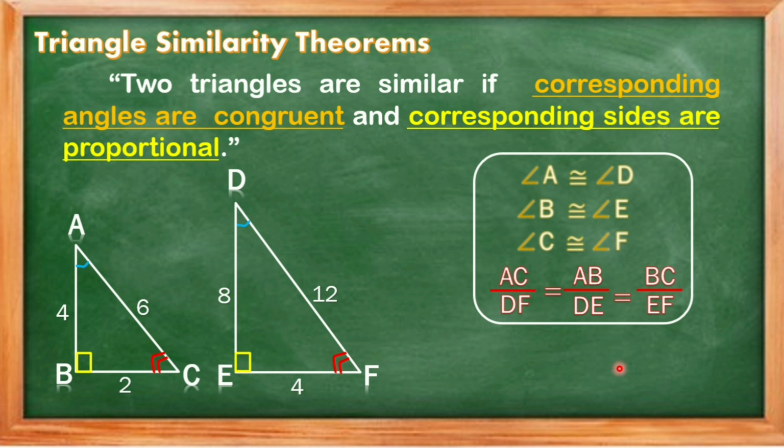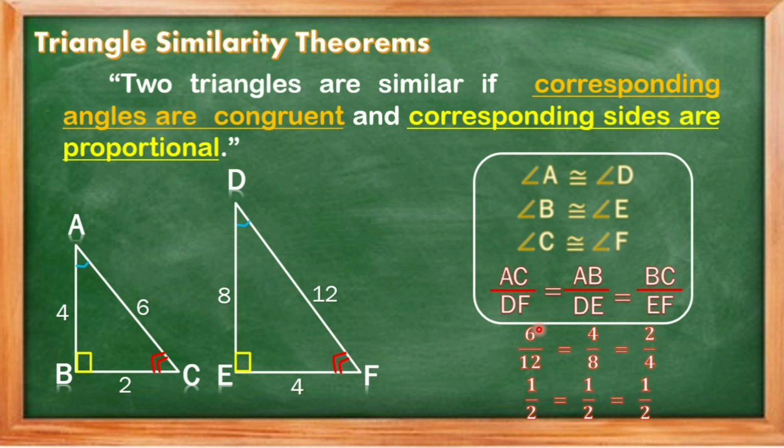So, try natin i-substitute yung mga given value niya dito. So, itong AC over DF, ito yung 6 over 12. Tapos yung AB over DE, so si AB ay 4, tapos si DE ay 8. So 4 over 8. Then we have BC, 2, and EF is 4. So we have 2 over 4. Okay, ma'am, bakit hindi sila equal? Kasi hindi pa sila lowest term or simplified form. So ang simplified form ng 6 over 12 ay 1 half.